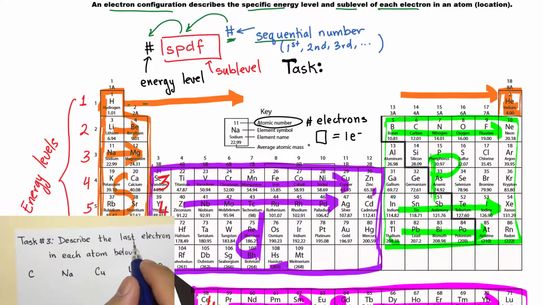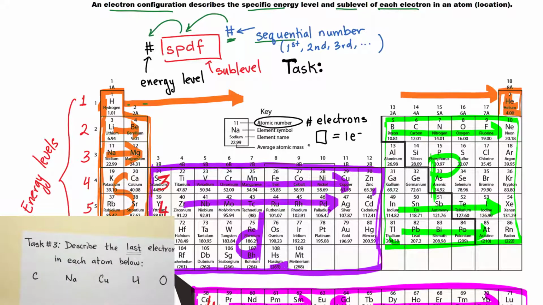So we are talking about the location of the last electron. And for carbon, which is C right here, okay? Now, if we look at carbon, what sublevel is the last electron going to be in? It's going to be in the P sublevel.